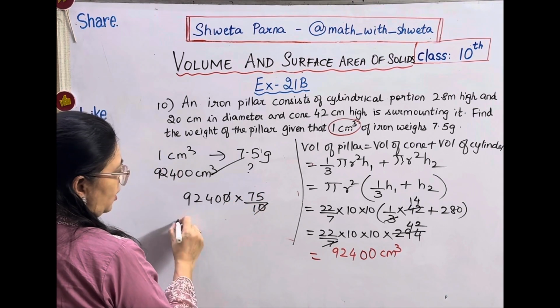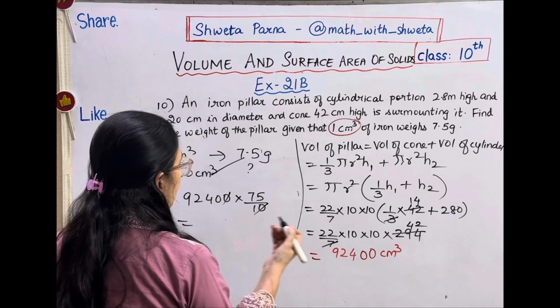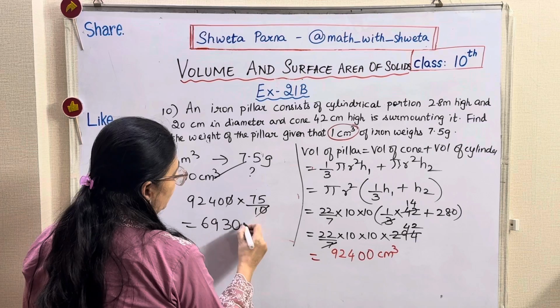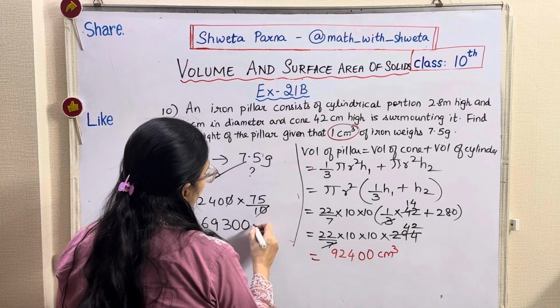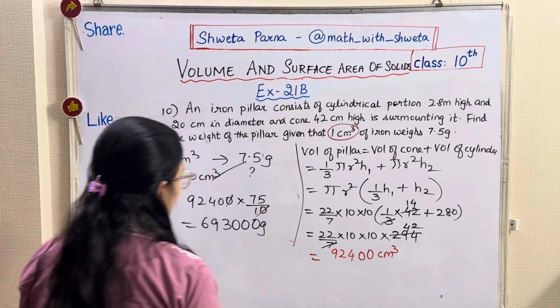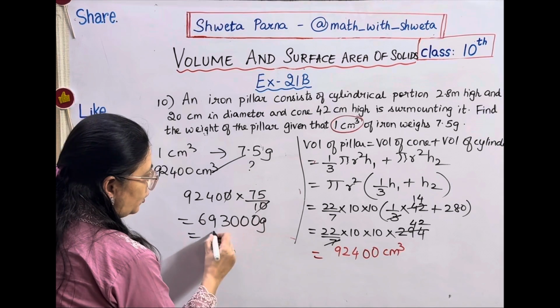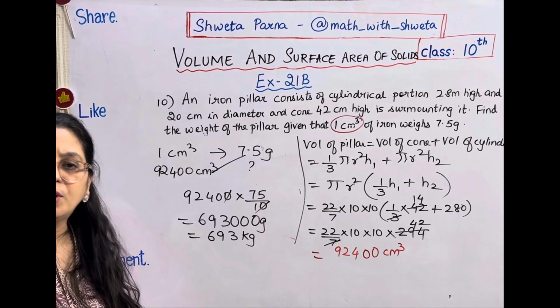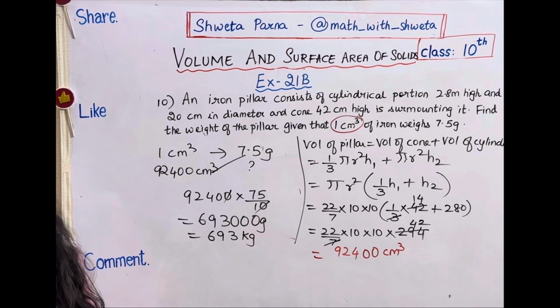0 0 cut. Now just do the multiplication. So it is 693,000 grams. You can convert to kg. So this will become 693 kg. I hope it's clear. Come on, let's go to the next one.